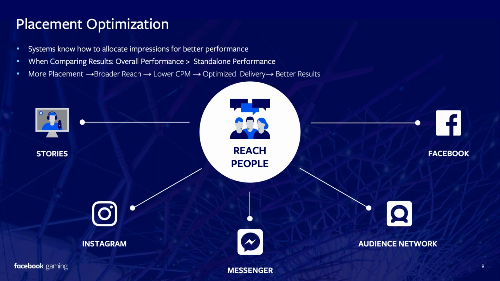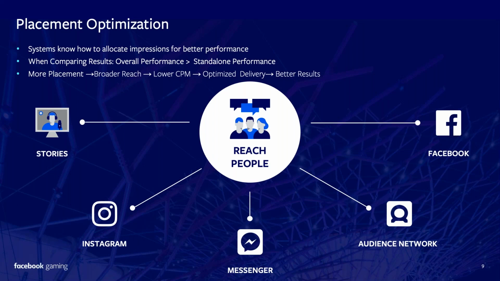So our system knows how to allocate impressions for better performance, which users at the best price in each platform. So for example, user A can cost you X on the Facebook feed, but can cost you 0.7X on Instagram stories. Therefore, the platform will know how to allocate the impression in order to find the best value user for you in the right place.